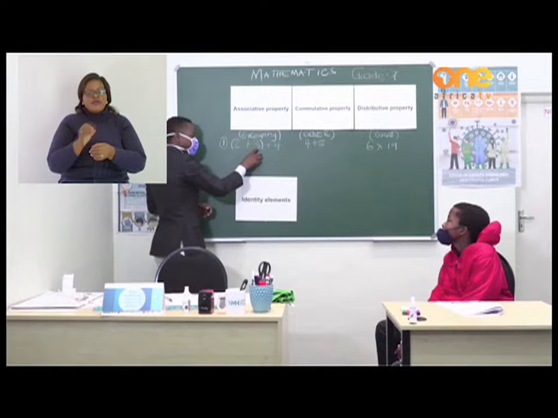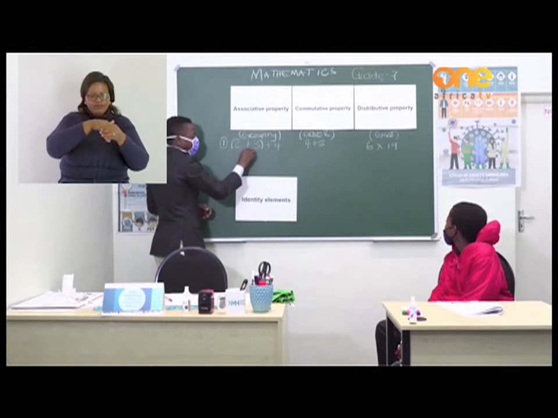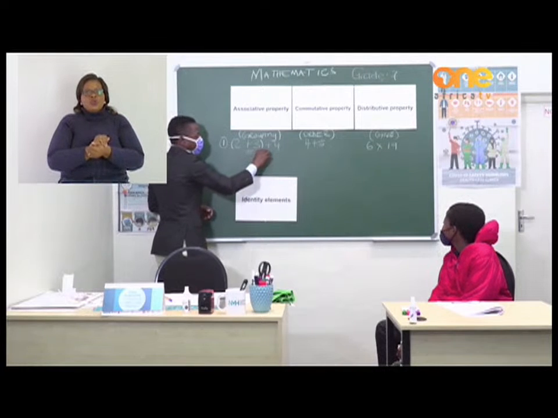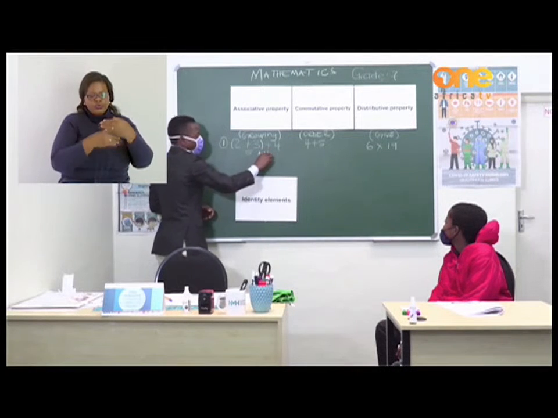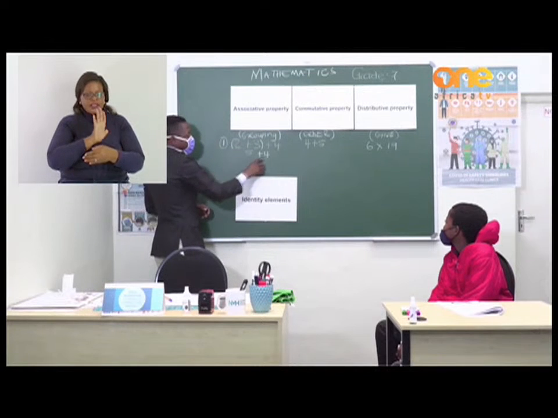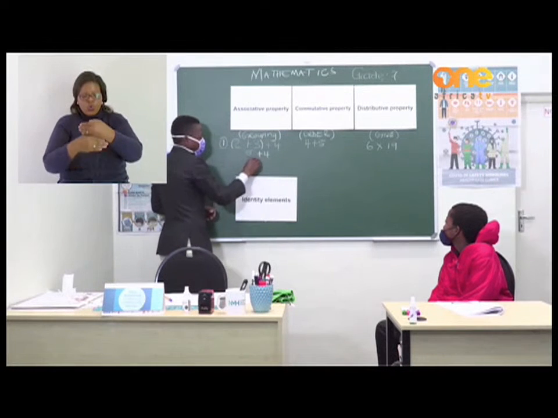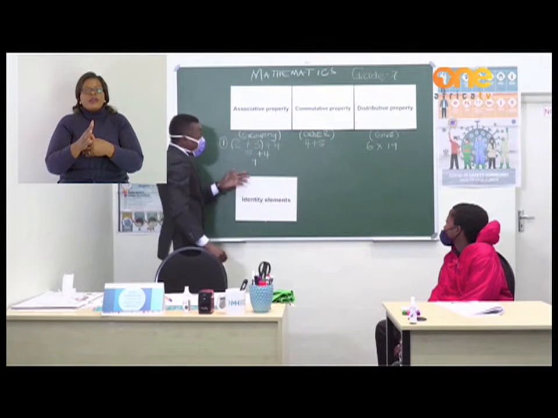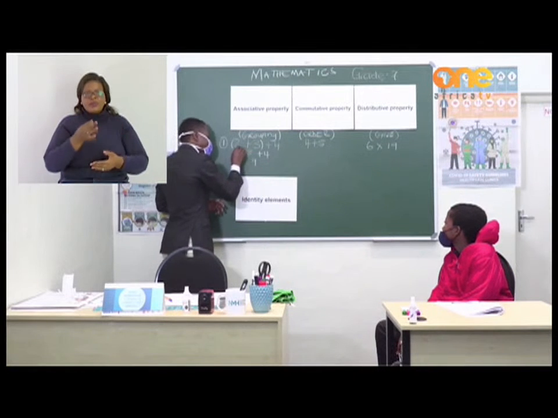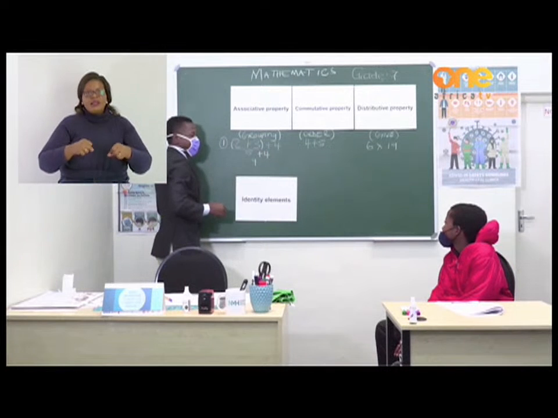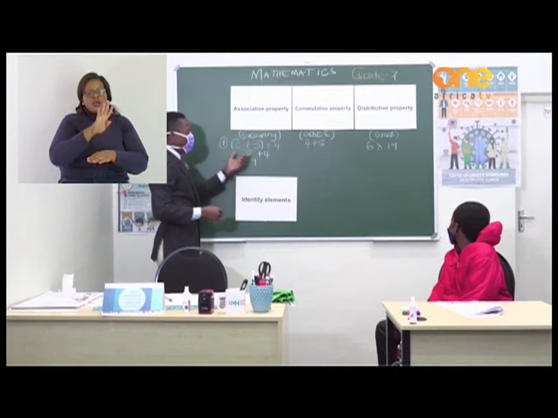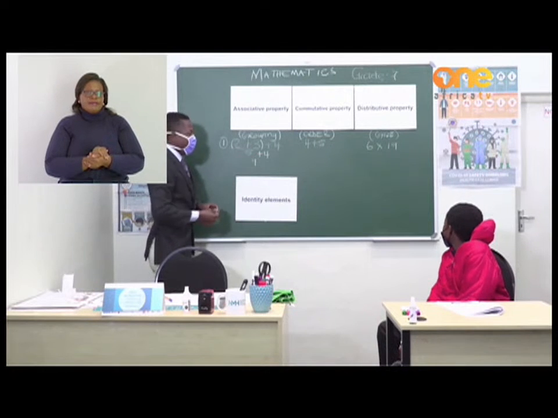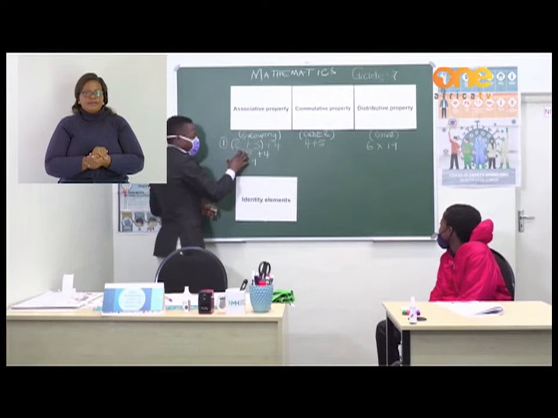So if I do this first, I'll get a 5, and I'll add a 4, then it's much easier for me to get a 9. I decided to start with 2 plus 3 because I know it will give me 5, and if I add 4 to 5, I'll get a 9. That is just one method.